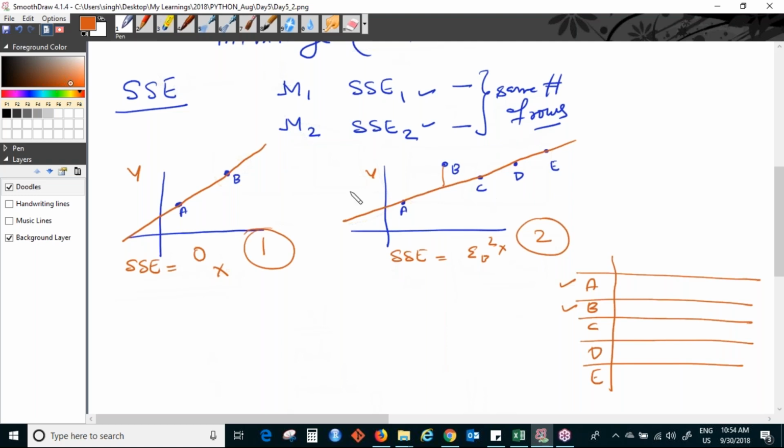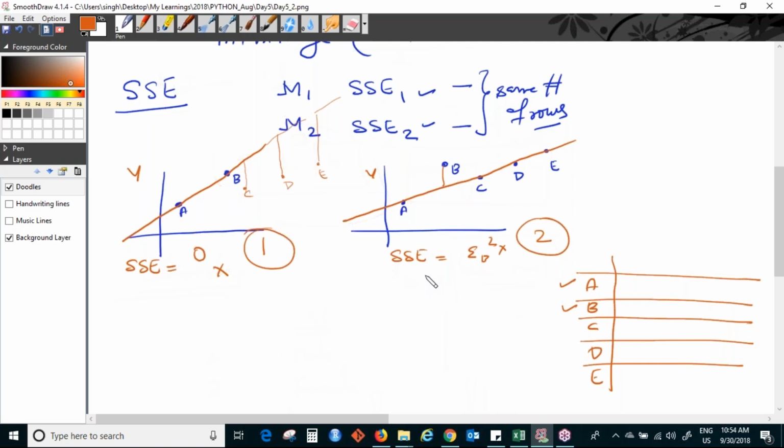Because if I put these points here, C, D, and E, which these guys have not used here, are probably somewhere here. So you see the error. These will have a huge amount of error, right? But if you just look at SSE here, you will think that the error is 0. But actually it is not 0. They have avoided some points just to get a 0 error.